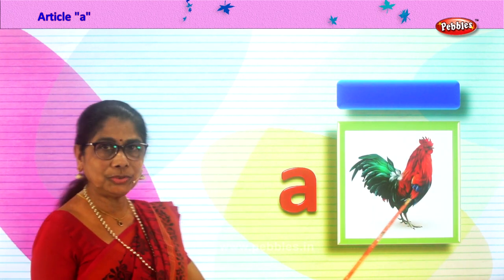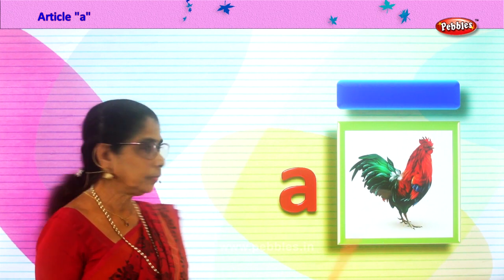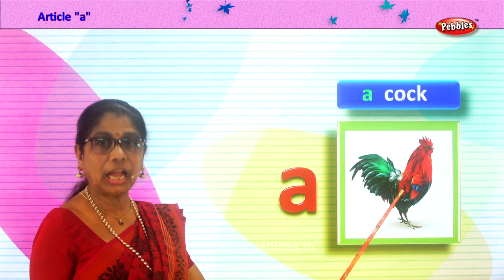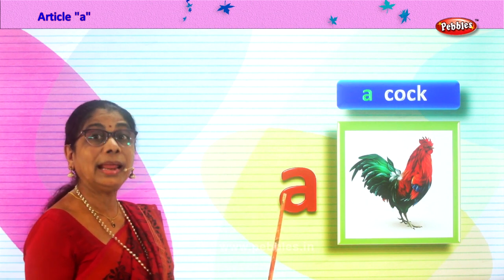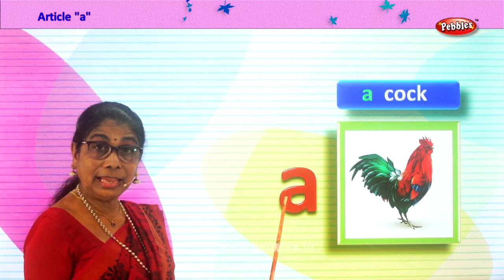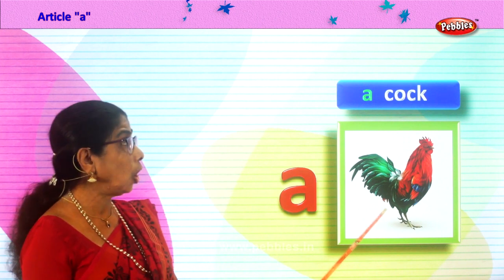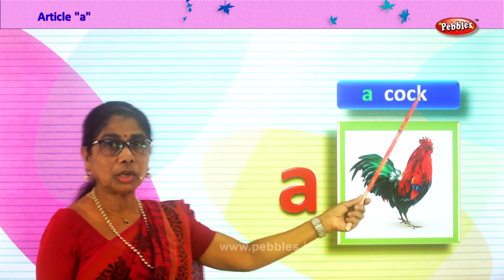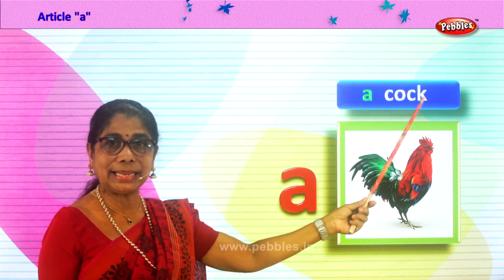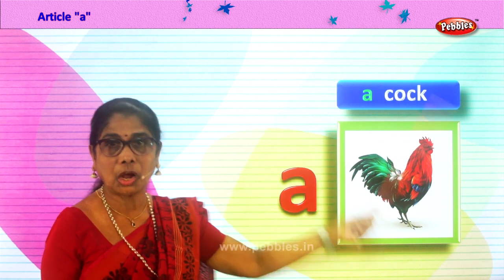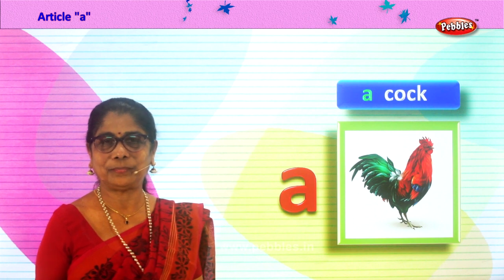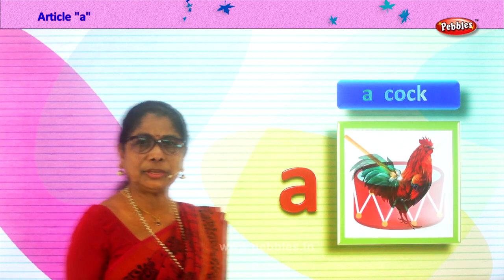Let's go on to another picture. Look. Have you seen this? What does he say? Cock-a-doodle-doo. It's a cock. A cock. Cock begins with letter C, consonant. So we put down the article A in front of that. A cock. Spell cock. C-O-C-K. Cock. A cock. Good.